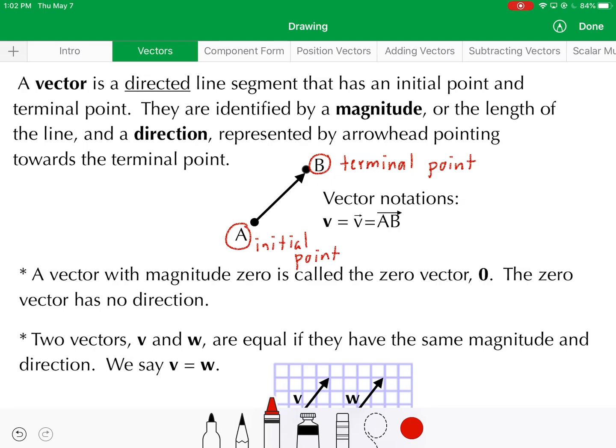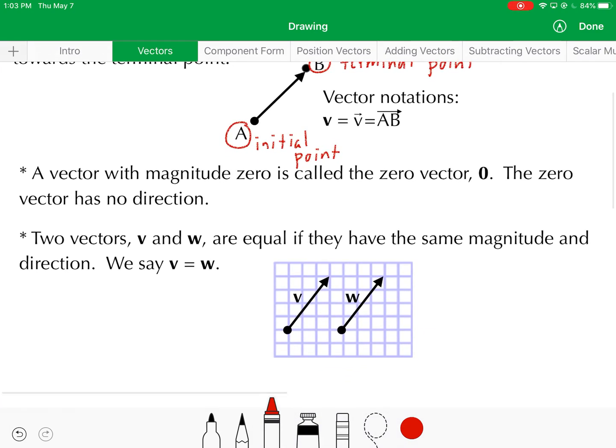Okay. Now we can't, by hand, write numbers or letters in bold very well. So we're just going to typically use the arrow notation. Okay. Now, a vector with magnitude 0 is known as the 0 vector, and it can be represented with a bold 0 or just 0 with an arrow above it. Understand the 0 vector has no direction, meaning the initial point and the terminal point are both in the same location. Okay. Two vectors, V and W, are said to be equal to one another as long as they have the same magnitude and the same direction.